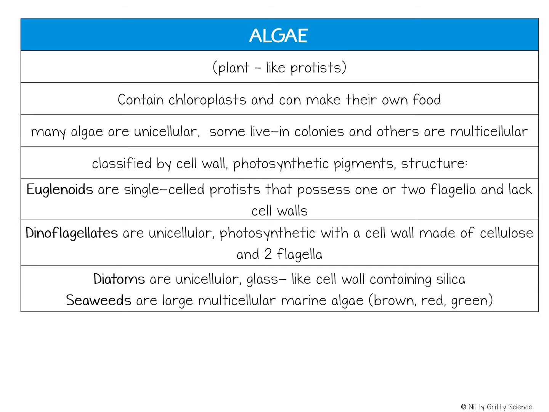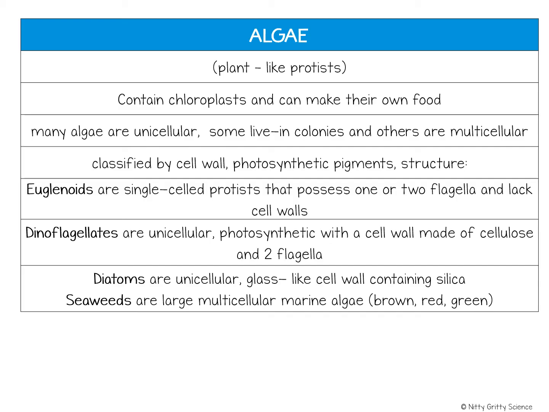This table shows algae, or the plant-like protists that contain chloroplasts that can make their own food. Many algae are unicellular, while some live in colonies, and then there are others that are multicellular. Biologists classify these protists by their differences in cell wall and the types of photosynthetic pigments in their structures. Euglenoids are a group of single-celled photosynthetic protists that possess one or two flagella and lack cell walls. A common euglenoid is Euglena, and it's one of the most common inhabitants of pond water.